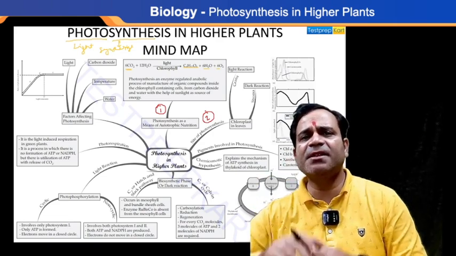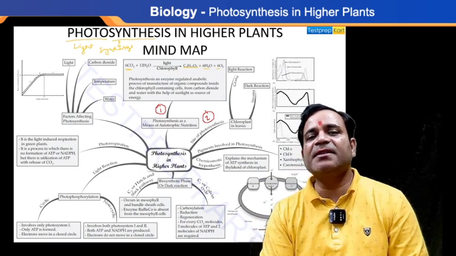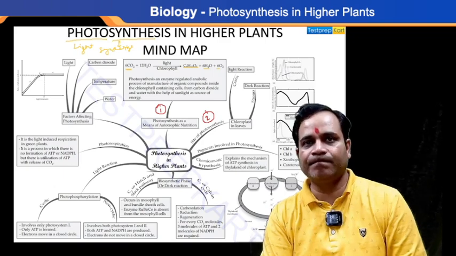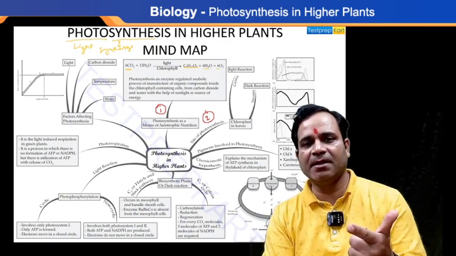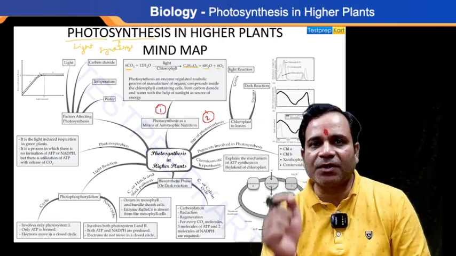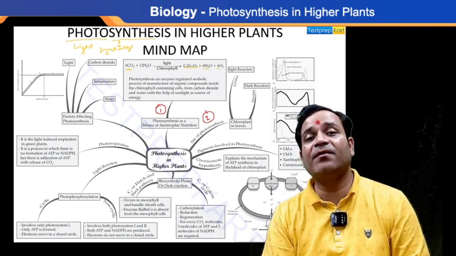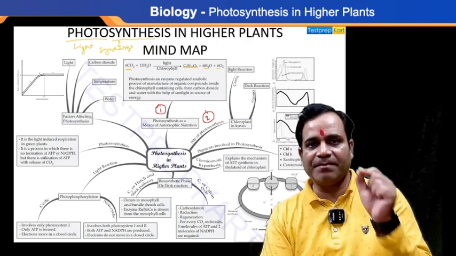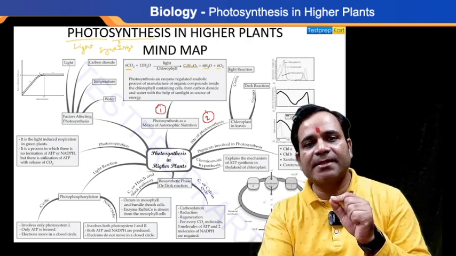Site of photosynthesis means the area where photosynthesis will take place. Getting my point? Again, I'm repeating here. Whenever anybody asks you where the site of photosynthesis is, then what do you say? You say the area, the place where photosynthesis can take place.